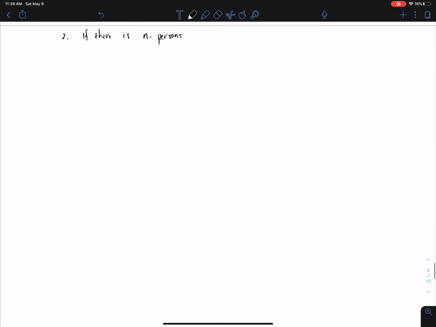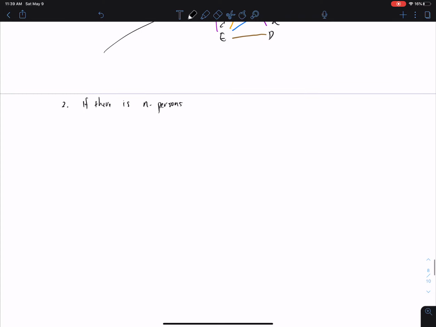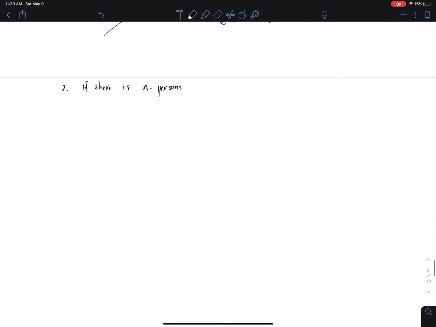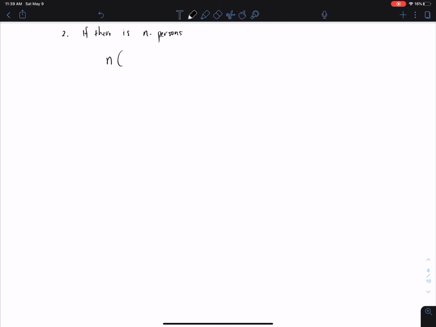Okay, so for this one, same as number 1, most of you can answer this quiz number 2 correctly. I believe you already did your research. Most of you said the formula will be n times n minus 1 over 2. So this is the formula to count how many handshakes happen if there are n persons. So n times n minus 1 over 2.